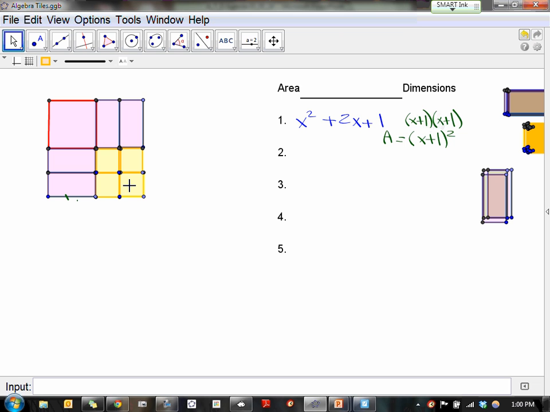What is the area of this square that I've created? X squared plus 4x plus 4. What are the dimensions of this square? So I'm asking you, what is this dimension by that dimension? So that would be, for the area, an x plus 2 squared. Perfect.